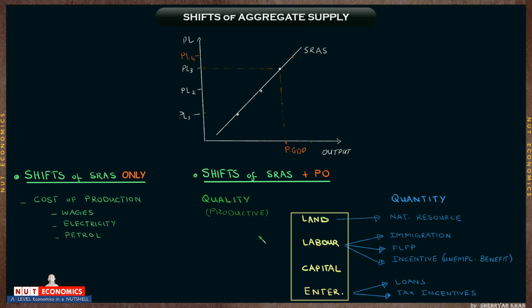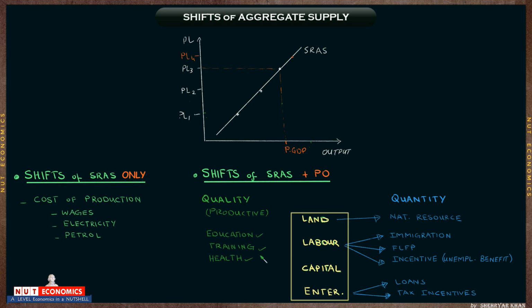Now, how can you improve the quality of your resources? Well, the three main things that you need to remember, of course there are more, are education, training, and health. Because if your workforce is more educated, and if it is more trained, then it will be more skilled, it will be better at its job, it will be better at learning new things, and overall it will be more productive.